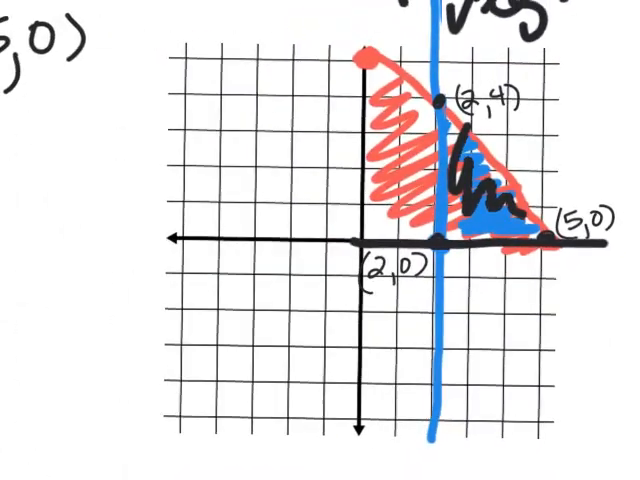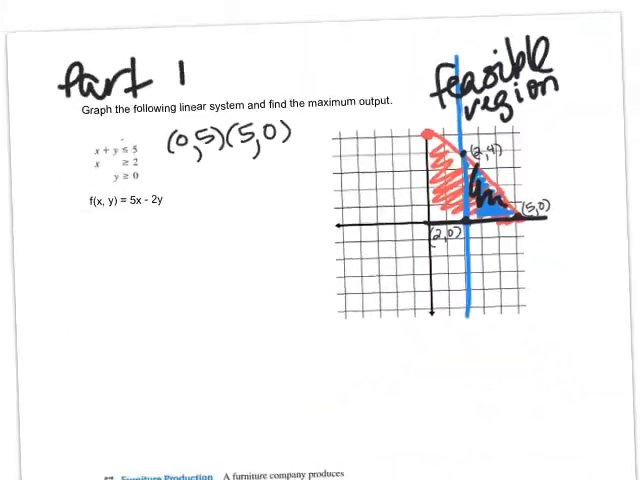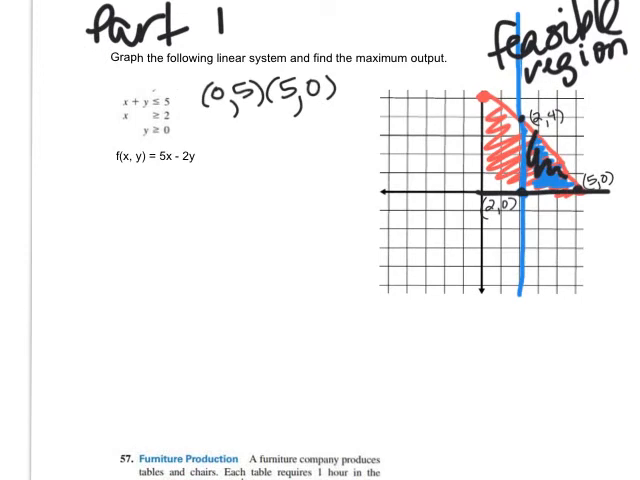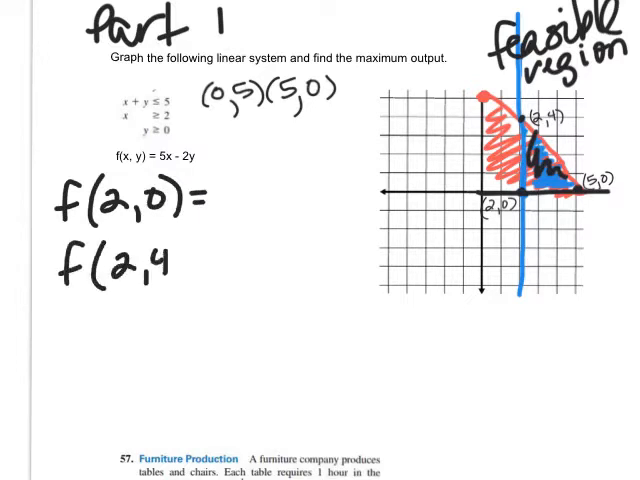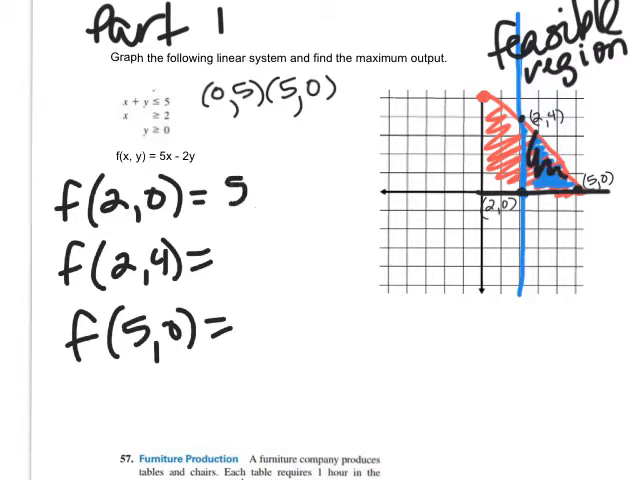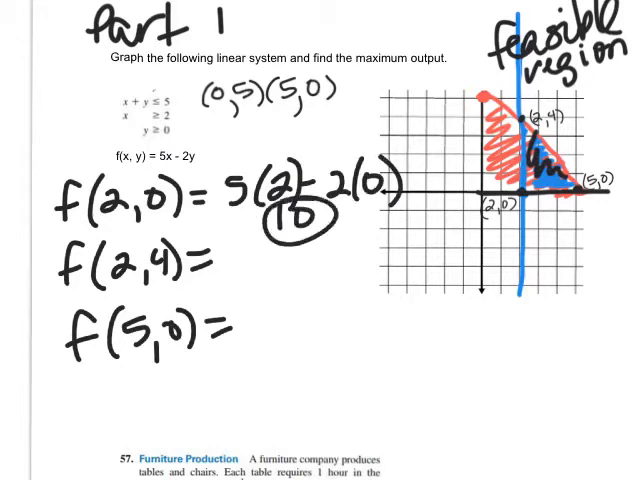So now you need your objective function. So what I would do is just right below that, you're going to test f of 2, 0, f of 2, 4, and f of 5, 0. And then we just plug those in. Exactly. Okay, I get you. So now you would do 5 times 2 minus 2 times 0, which would give you 10.